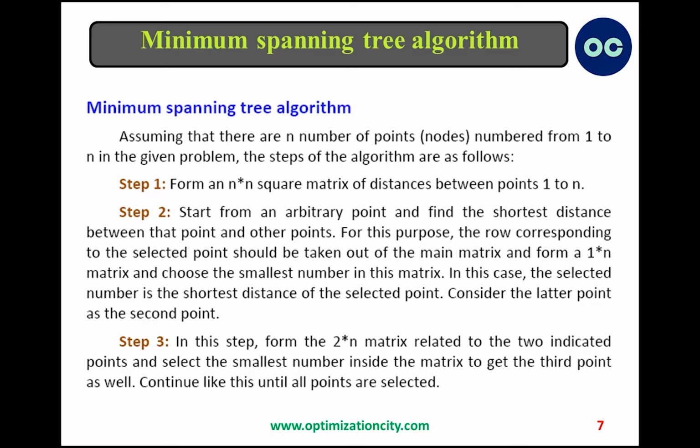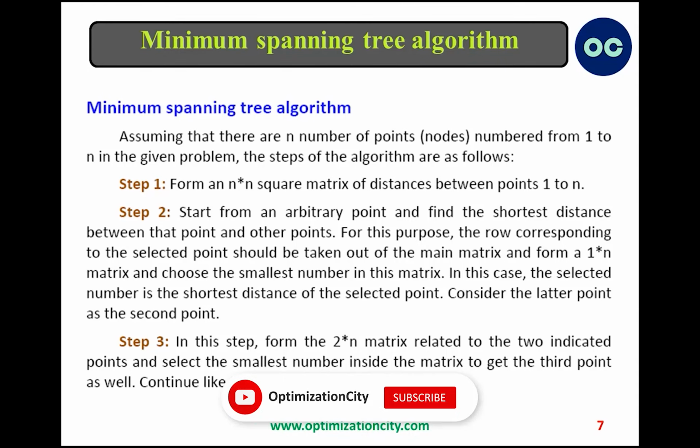In step 2, start from any point and find the shortest distance between that point and the other points. To do this, extract the row corresponding to the selected point from the matrix and create a 1 times n matrix. Choose the smallest number in the matrix as the shortest path. Consider this point as the second point.